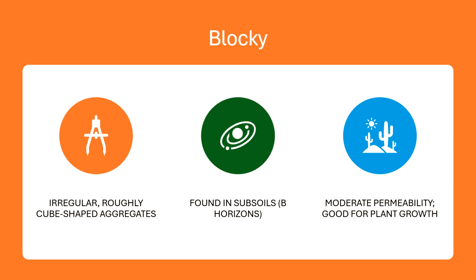Blocky peds have roughly equal dimensional shapes and are common in clayey subsoils. Angular blocks have sharp faces, while subangular blocks are more rounded. Moderate blocky structure can move water reasonably well if pores are connected. Excessive compaction converts it into massive structure, severely restricting plants and roots.